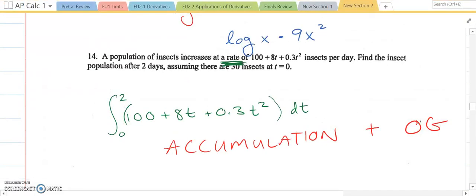Again, this accumulation function needs to absolutely be added to the original. It said that there were 30 insects. Take your answer, add it to 30, then you would be done.